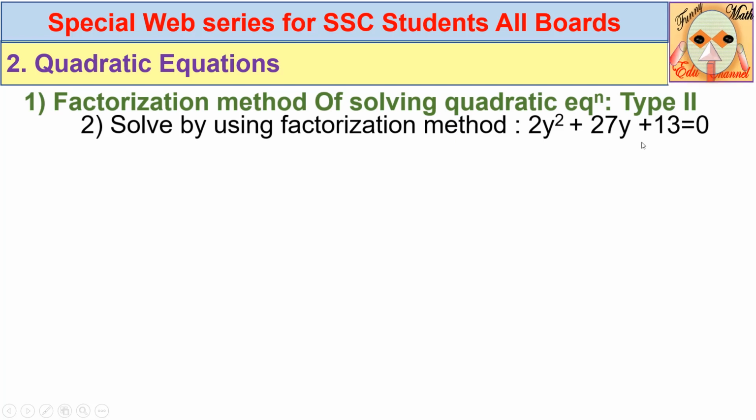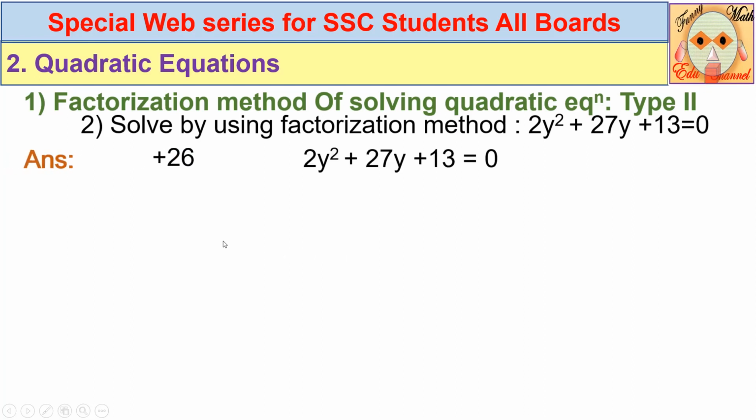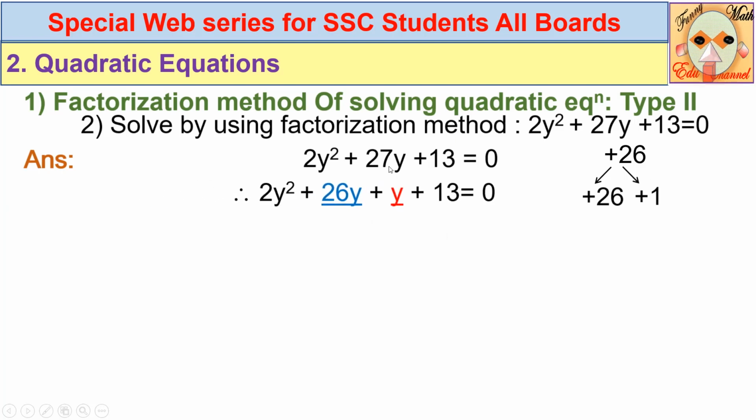2y square plus 27y plus 13 equal to 0, that we have to solve by the factorization method. Now 13 twos are 26. Why have I taken 2? Because there is no 1, so we have to take the product of the coefficient of the y square term and the last constant term, and then we have to take the product. Now the factors of 26 we have to take in such a way that their addition must be 27. Simple thing, 26 ones are 26. So we have split the middle term as 26y and plus y.